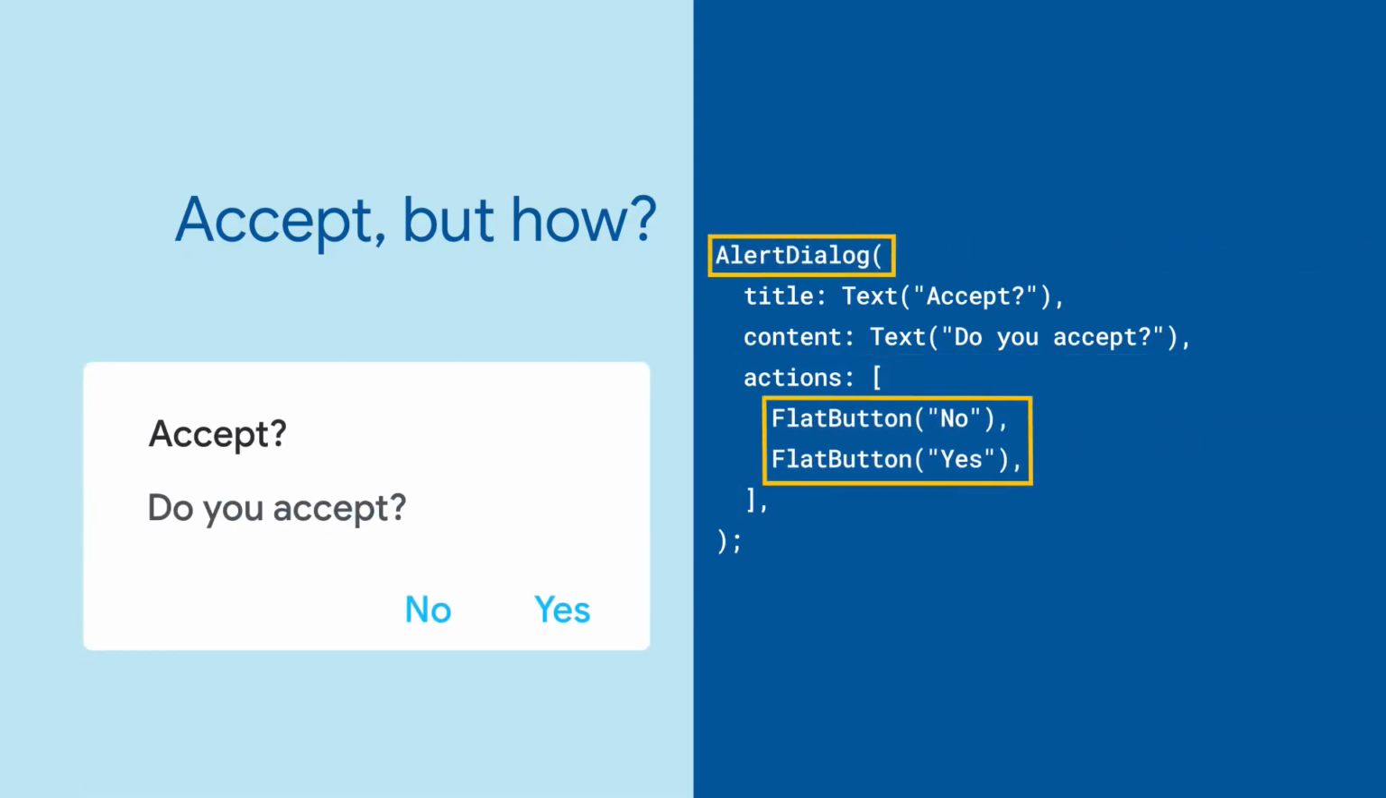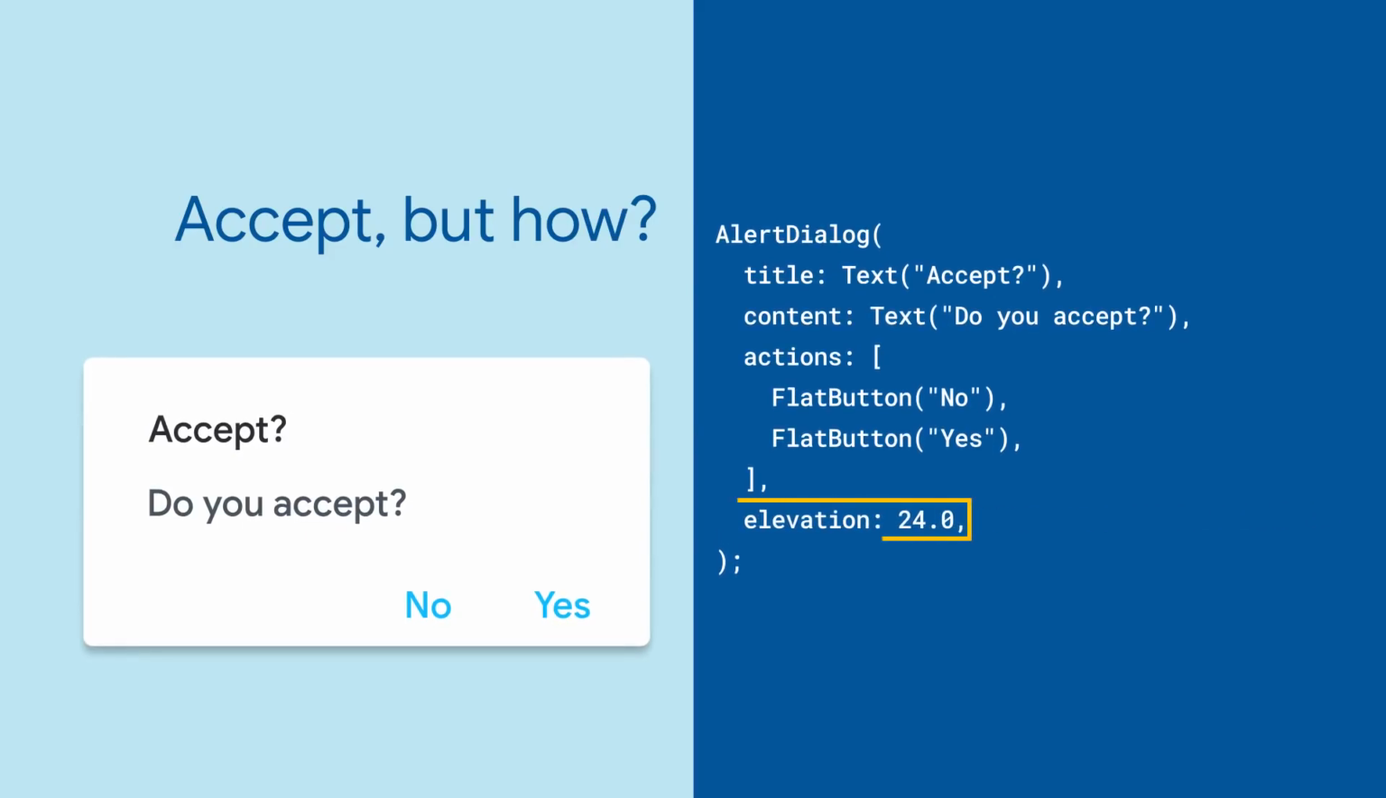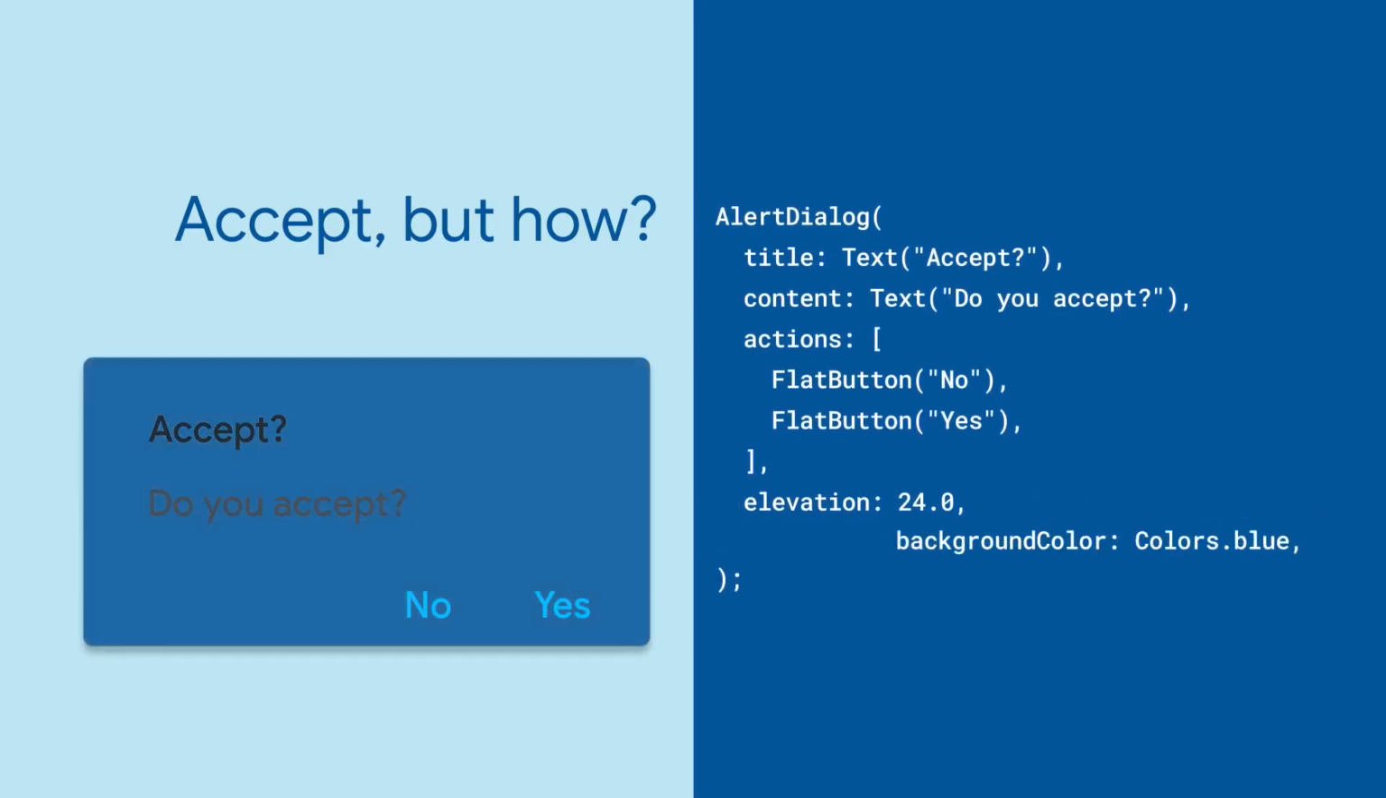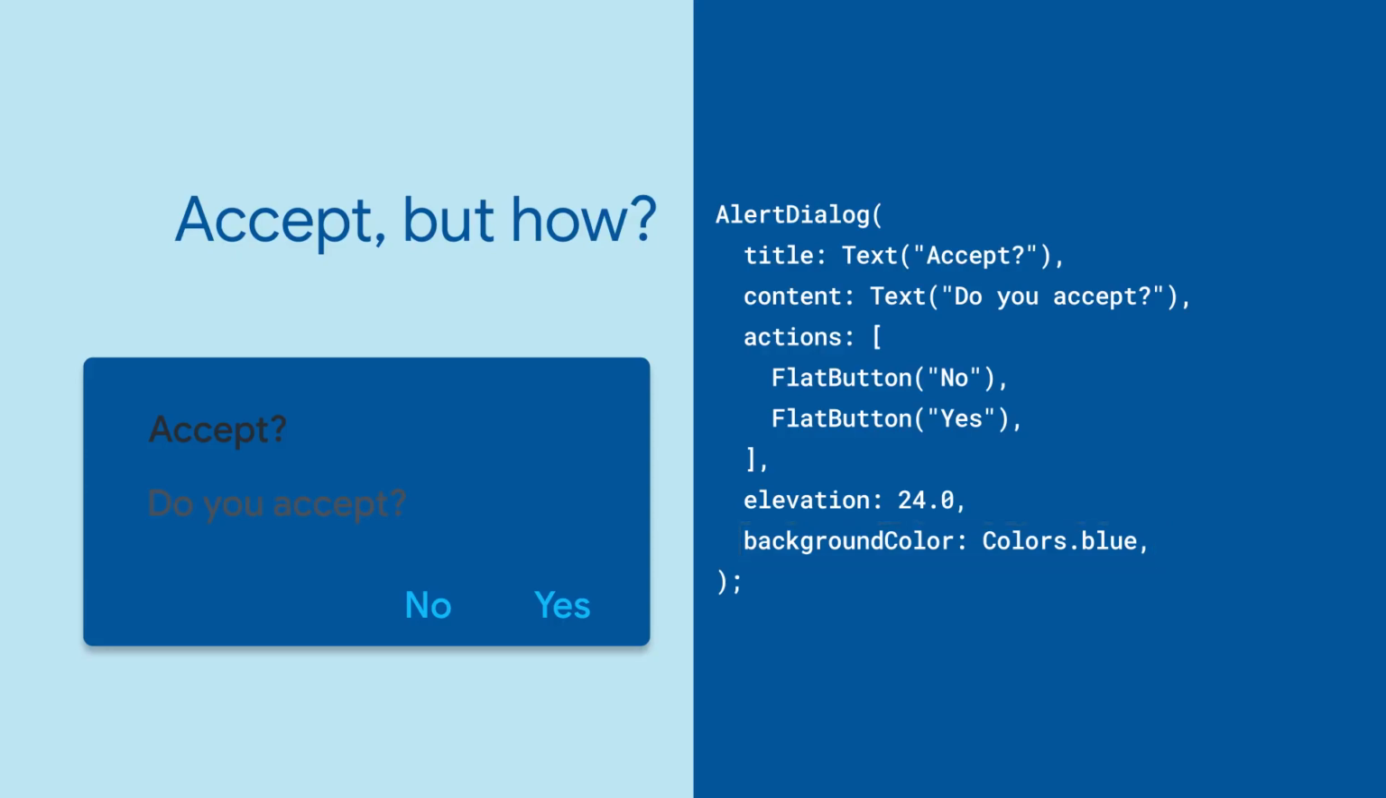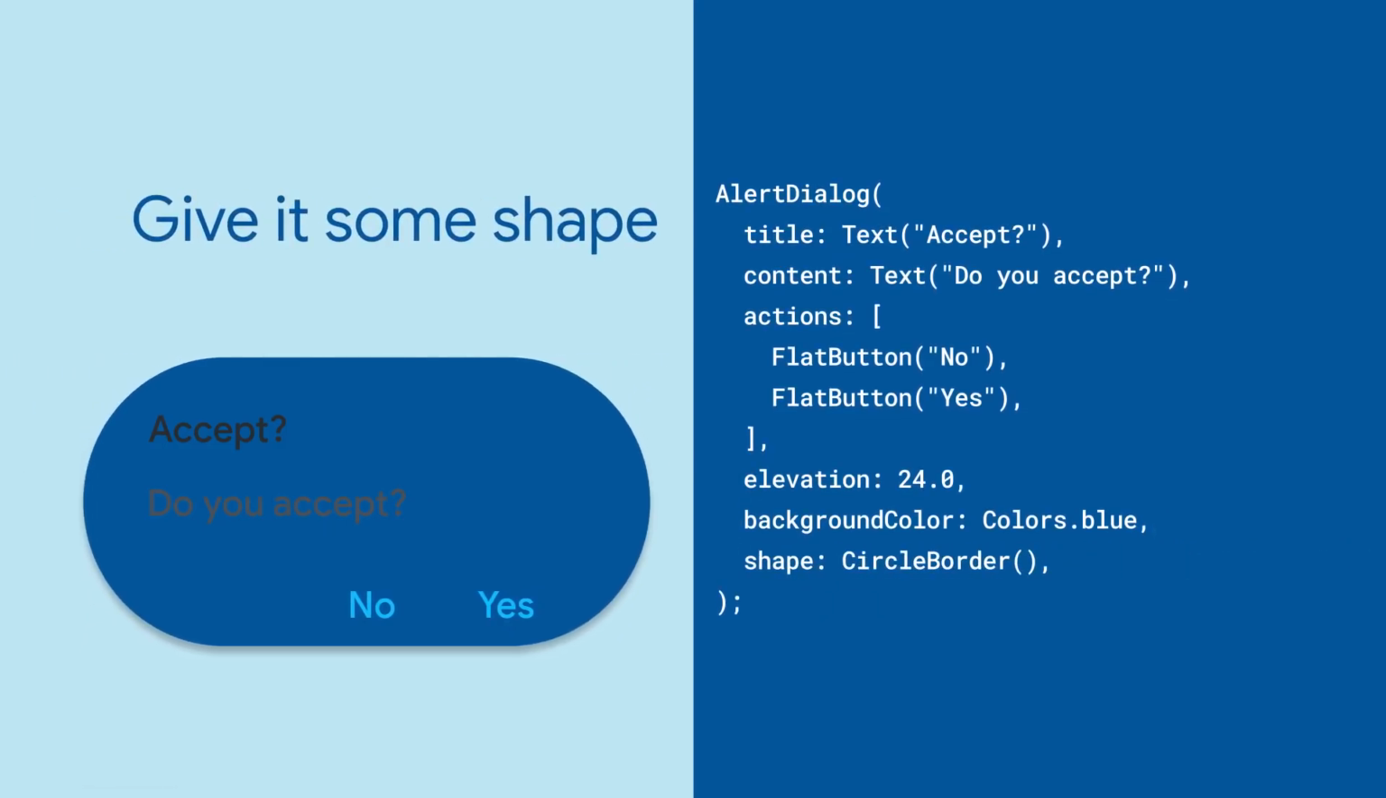If you're in a Material world, AlertDialog gives you additional properties. Like a card, you can change the elevation of the dialog, as well as the background color. And if you really want to get fancy, you can modify the shape of your dialog with a shape parameter.